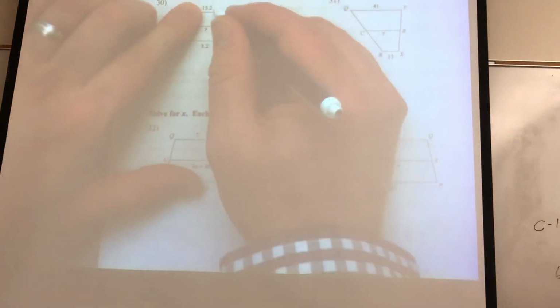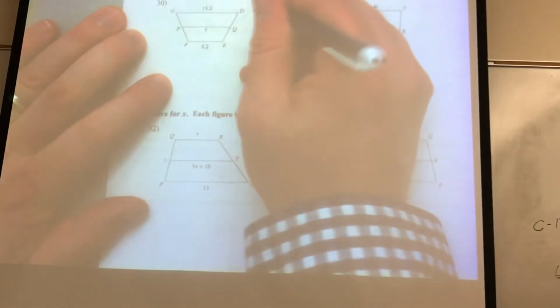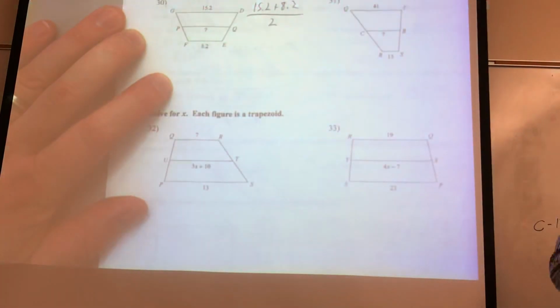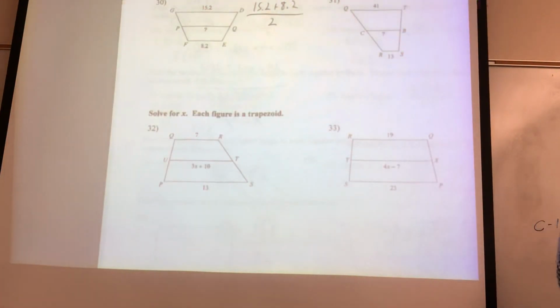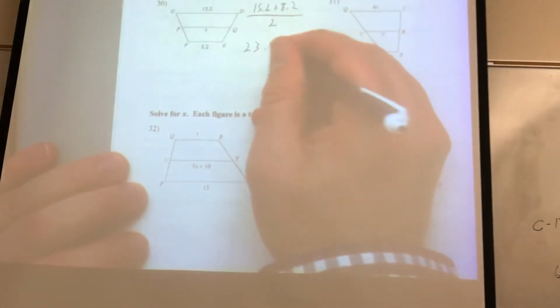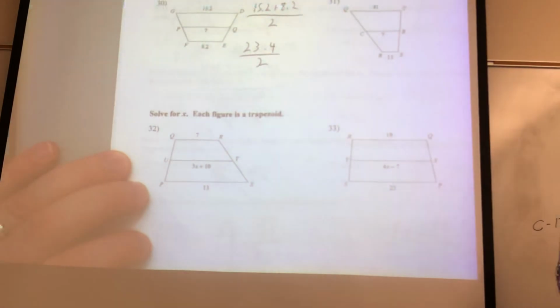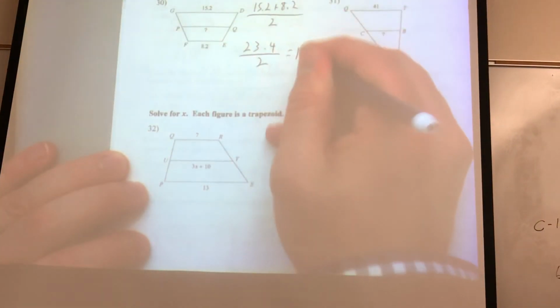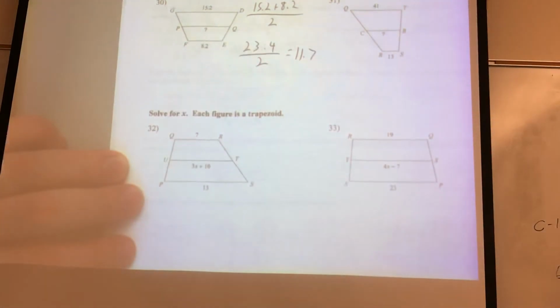On this one, it's the middle that's missing. 15.2 plus 8.2 divided by 2. So 8 plus 15 is 23. This is going to be 23.4 divided by 2, which is going to give us 11.7 for that center measurement right there.